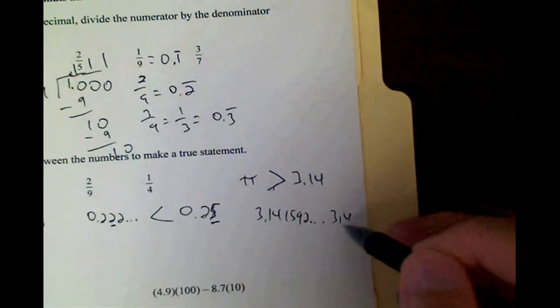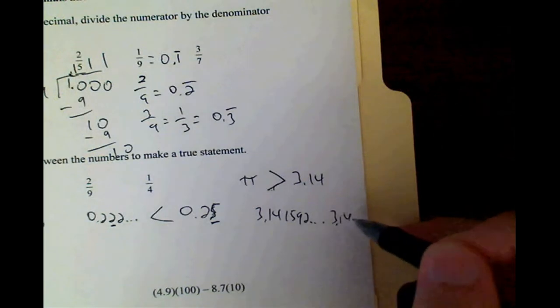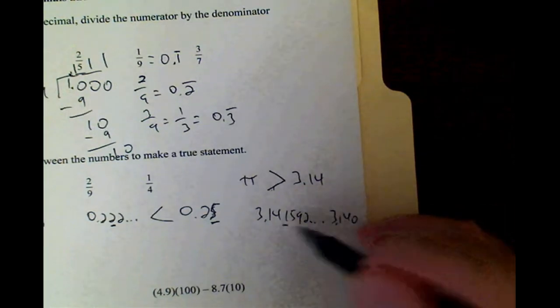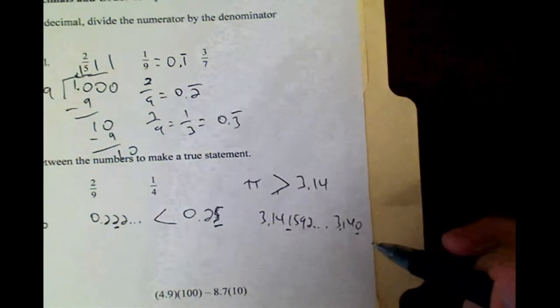3.14 looks like that. If you want to keep on going with this number, there's a 0 on the end. So that one is bigger than that 0. Better than.